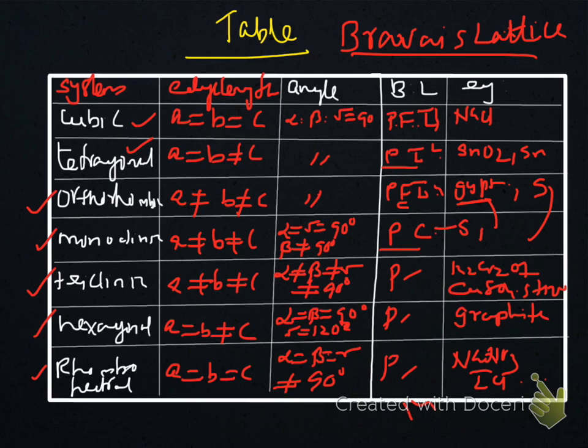So we are winding up the session on Bravais lattice and the 7 crystal systems. And in the first session of this class, we discussed the number of parameters required for describing a unit cell.